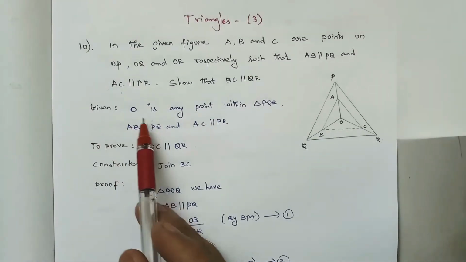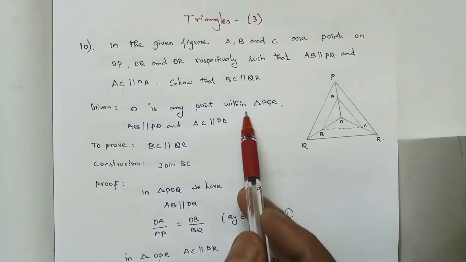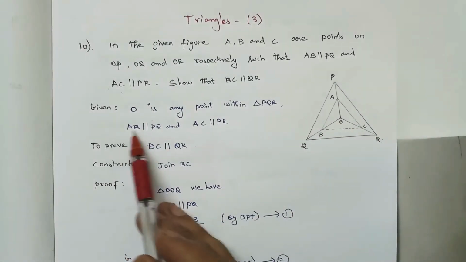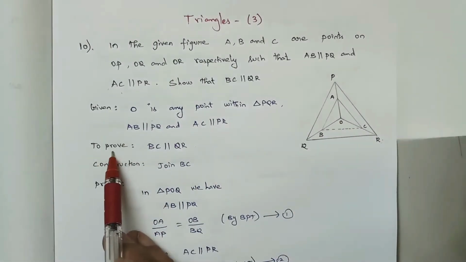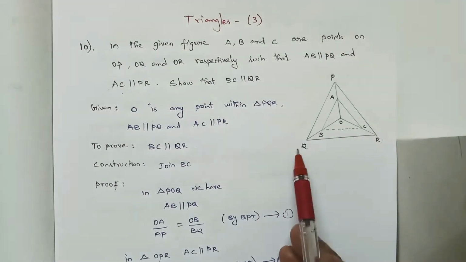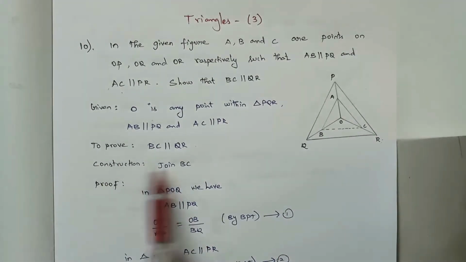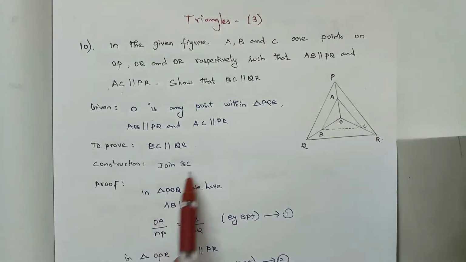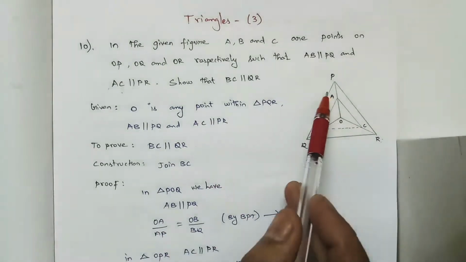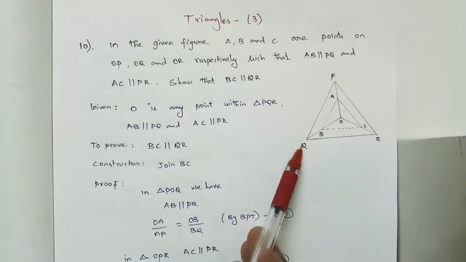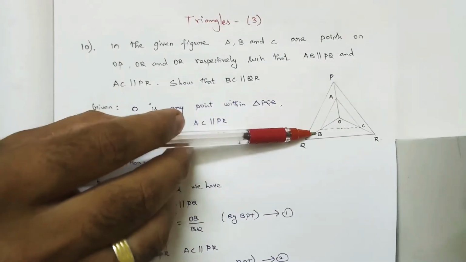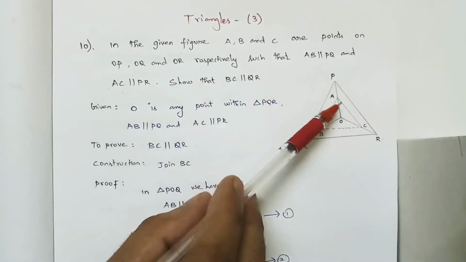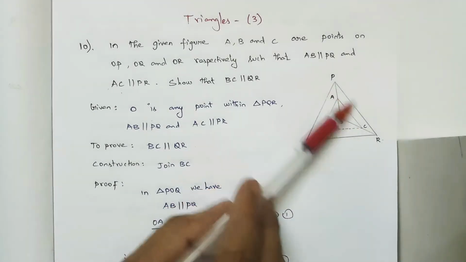Okay, given: O is any point within triangle PQR, AB is parallel to PQ and AC is parallel to PR. To prove: BC is parallel to QR. Construction: join BC. Proof: in triangle POQ, I'm taking this first triangle, because in this triangle they have given that AB is parallel to PQ. The other given is AC is parallel to PR.